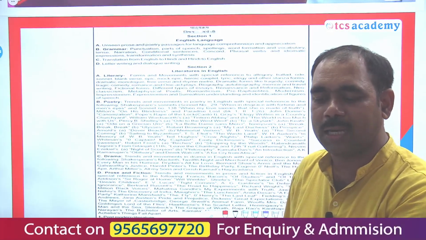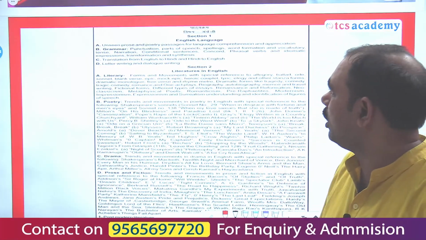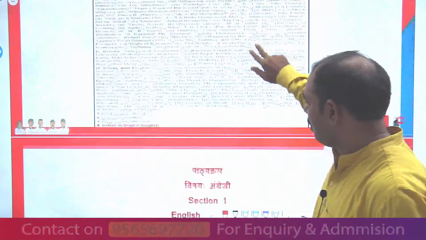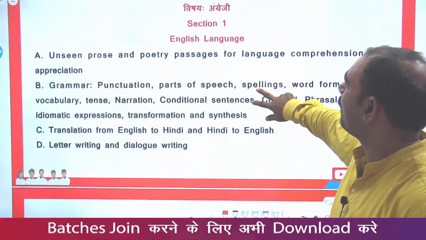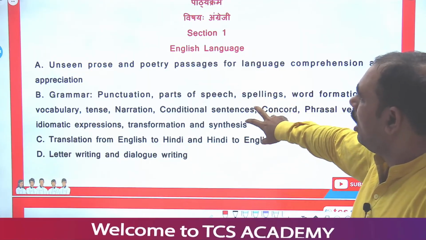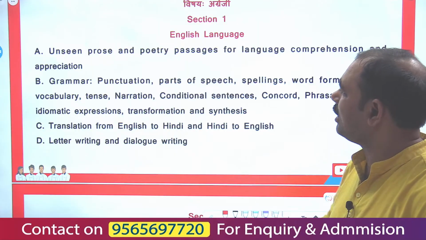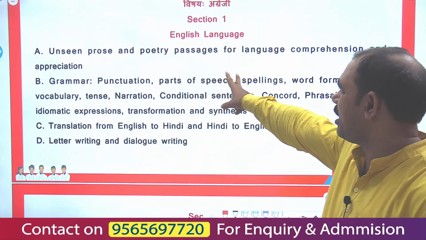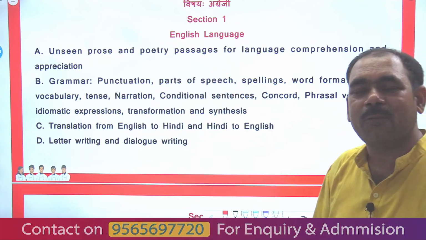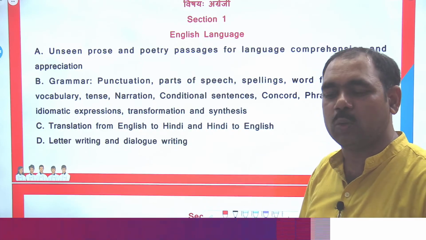So keeping all that in mind, we have to start with section A. Let us zoom it here and see. Section 1 is for English language, and it would cover four different sections, that is unseen prose and poetry passages, which is for the comprehension of the ability of an individual.